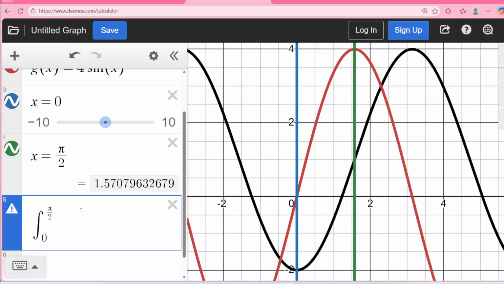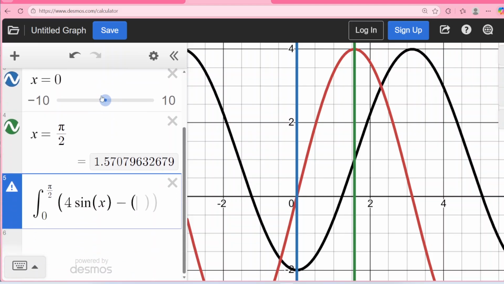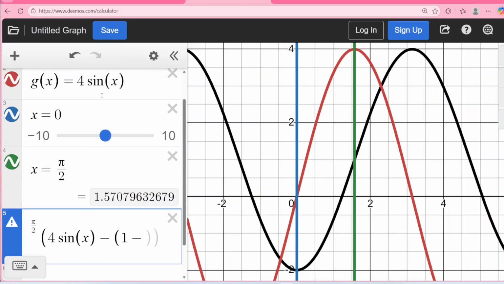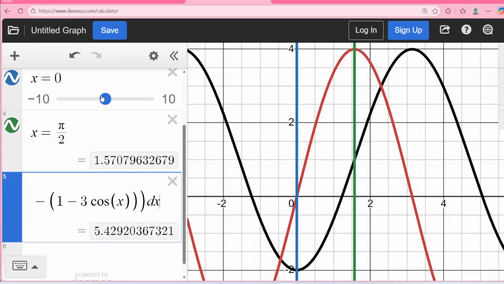of, again, the red's on top. So that was the 4 sine x. So 4 sine of x minus, and then the f, the black, was on bottom, 1 minus 3 cosine x, dx. So this is, again, not a very nice number.